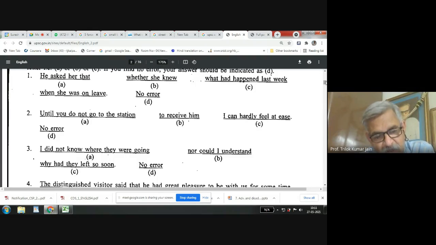Well, until is negative. Until involves not. Until means till not. And you cannot use not again and again. So until you do not. Here in this sentence we are using two nots. One is this not and one is this not. Until. So I hope you can understand. Using two nots is an error. So the answer is A.